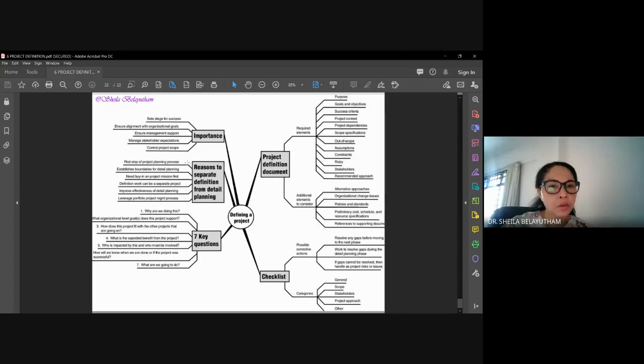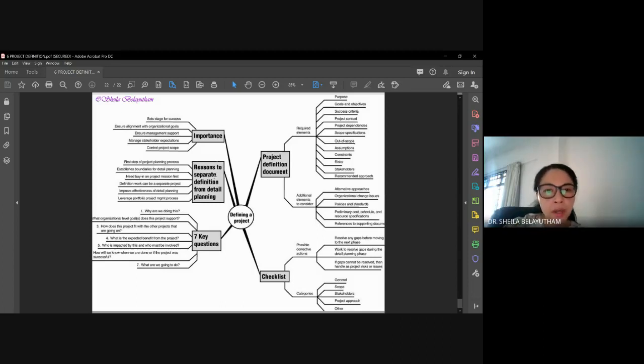And the reasons to separate definition from detailed planning: detailed planning is different from project definition. Moving on after this, we'll talk about planning. Project definition is done at the very initial stage just to set the stage for the project. So you do not go into detailed planning without going through definition. It will be a waste of time if, once you have gone through detailed planning, you realize that one simple factor gives away your project.